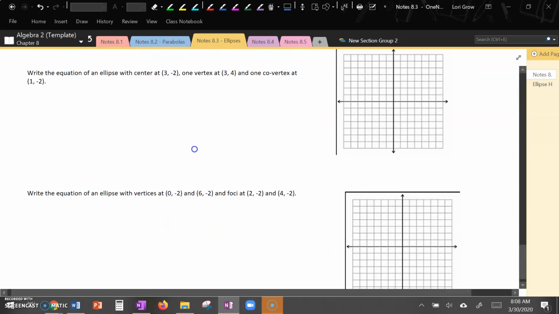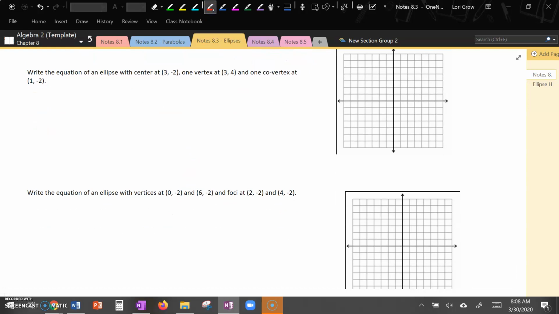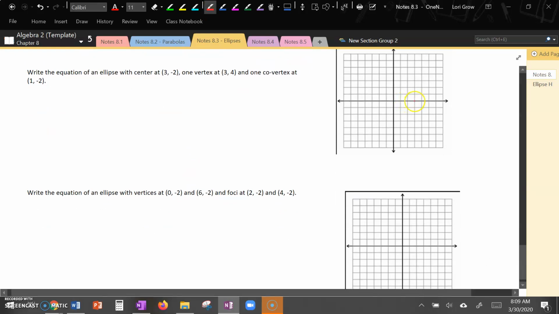For the next question, I think the best way to attack this is to go ahead and graph it. So it has a center at 3, -2. It has one vertex at 3, 4. That's a vertex. And a co-vertex at 1, -2. Now I don't need to graph the entire ellipse out. I can using symmetry, but I don't necessarily need to.